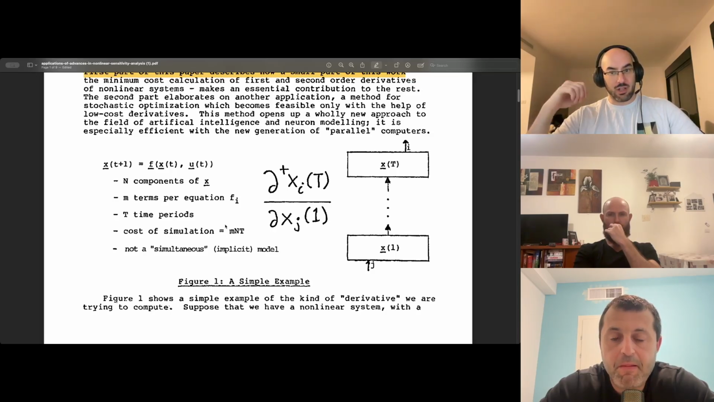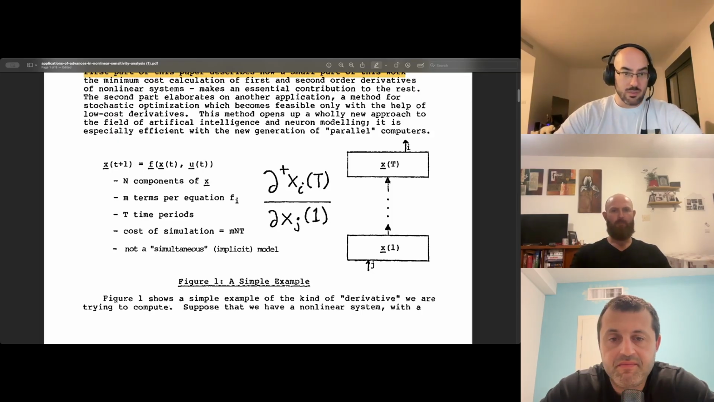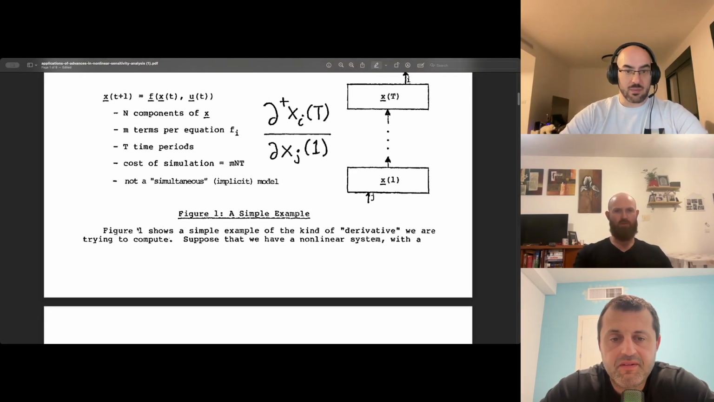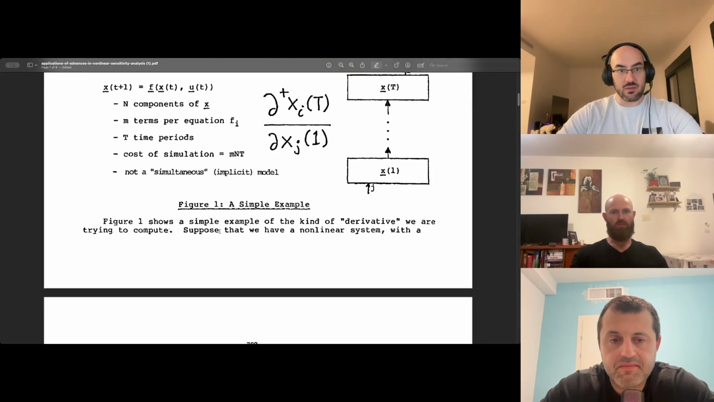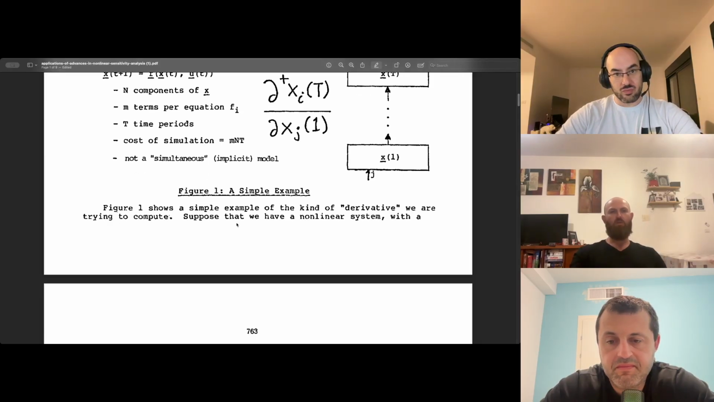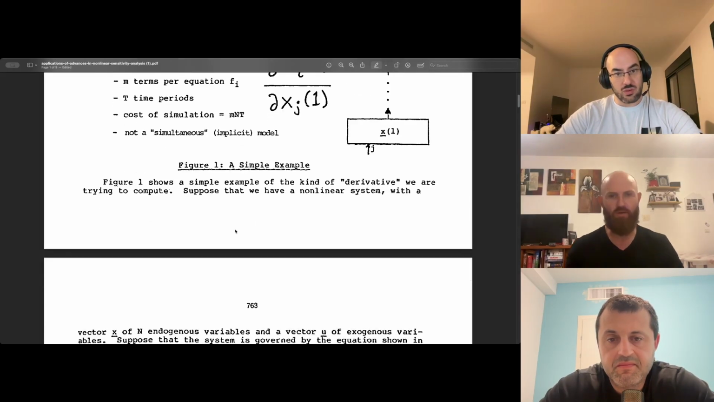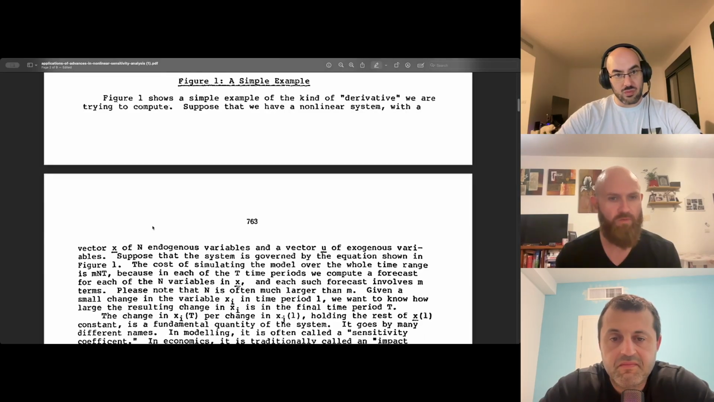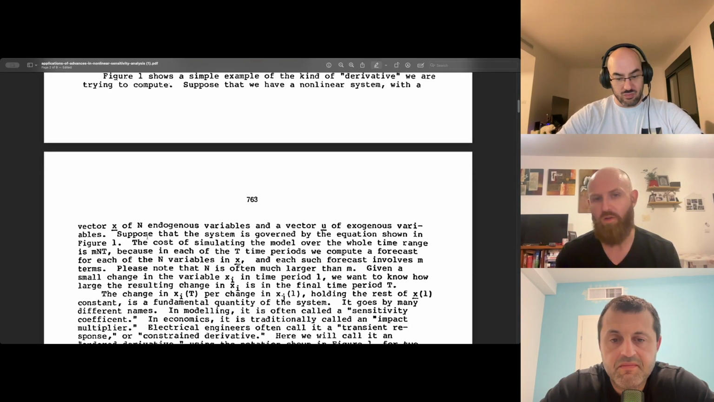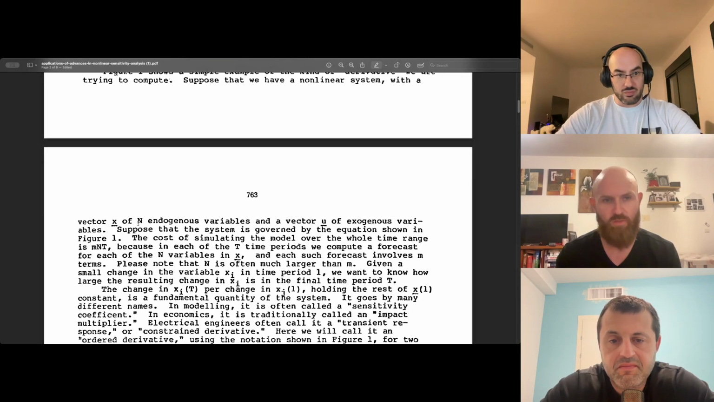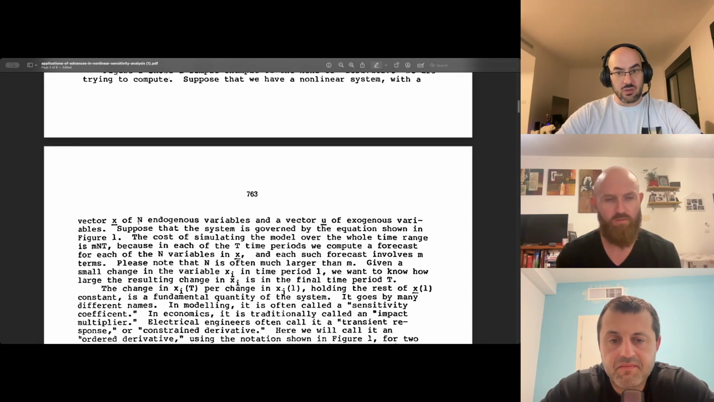So that's the paradigm shift he's talking about, if I understand it correctly. And we're going to jump into the first example that he starts. He says it is an example of the first kind of derivative, he calls it. Suppose that we have a nonlinear system with a vector x of n endogenous variables and a vector u of exogenous variables. Okay, so there's like internal and external.